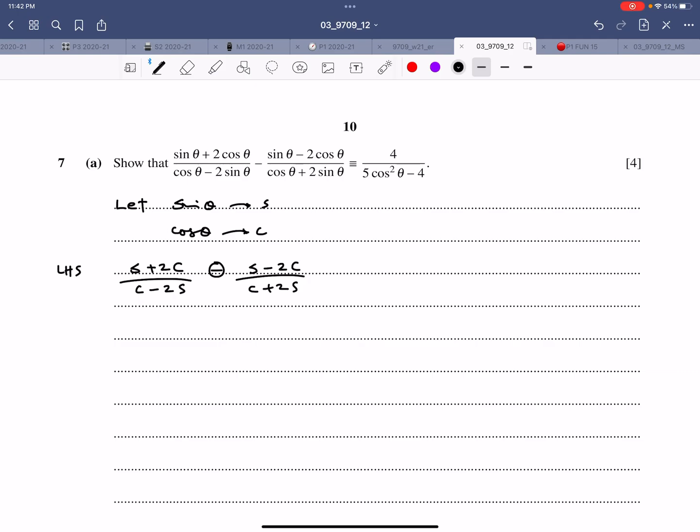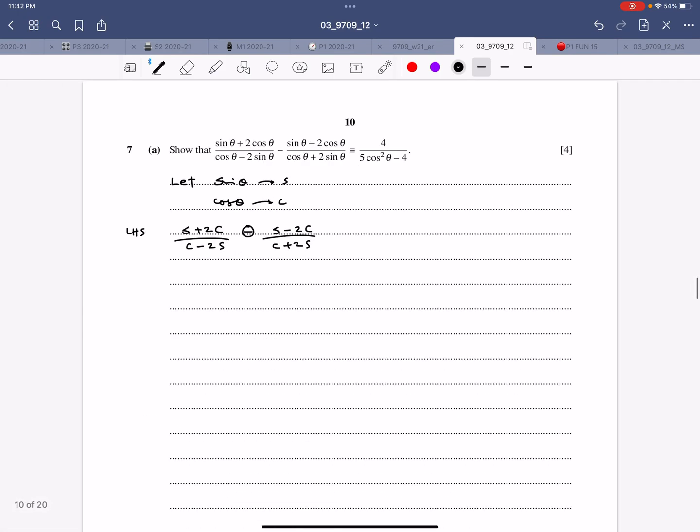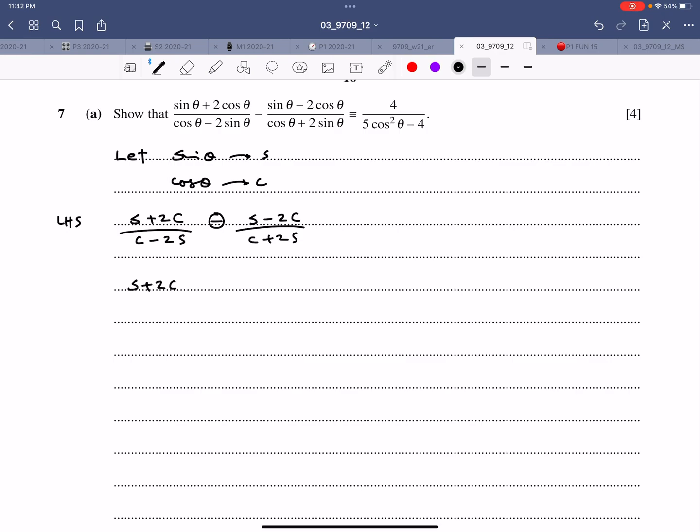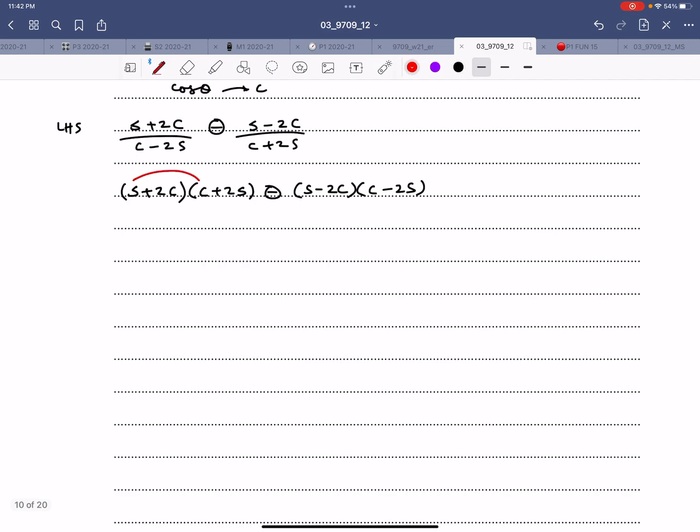You have to take LCM. So therefore S plus 2C and C plus 2S, and there is a lot of algebra, don't get things messed up, minus S minus 2C and C minus 2S. So now let's multiply it out like this and like this and this and this. Same goes over here. So therefore S into C is SC. S into 2S is 2S square. 2C into C, that's 2C square. 2C into 2S, that is 4SC. So this is the first bracket, negative sign.